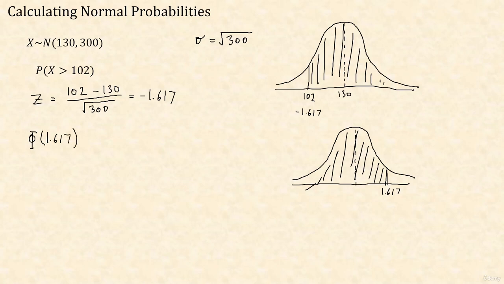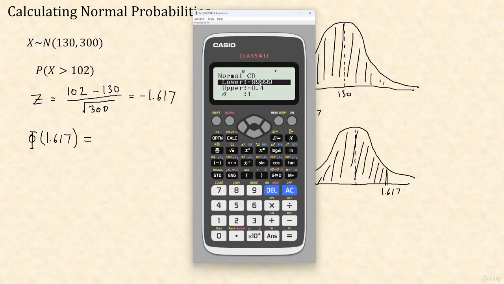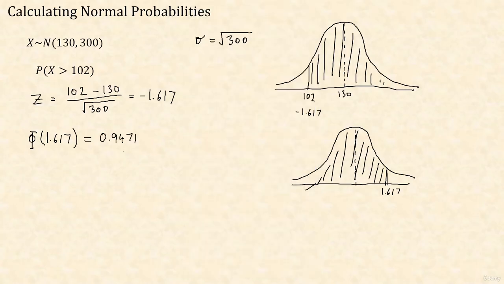I'm going to do this using the calculator rather than the tables because I prefer it. Let's see what we get. So my lower bound is minus infinity. My upper bound is 1.617. Standard deviation is 1. Mu is 0. And here's the answer, 0.9471. So there's the answer to the question.